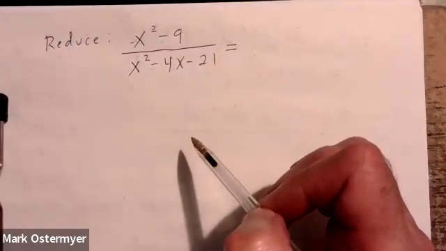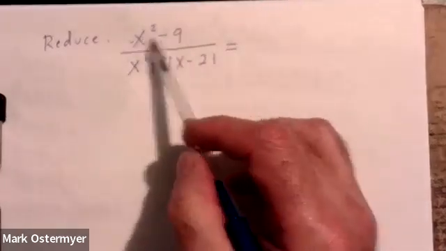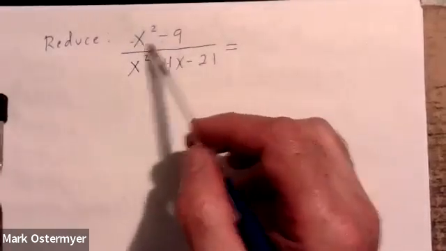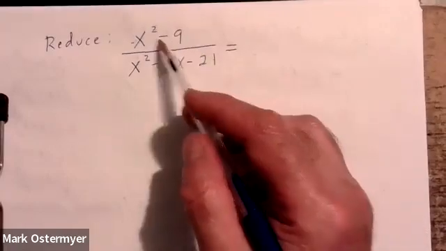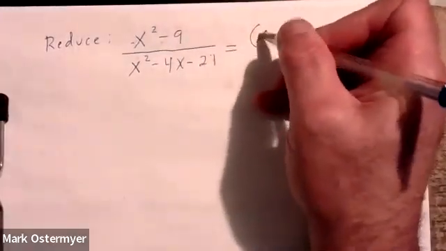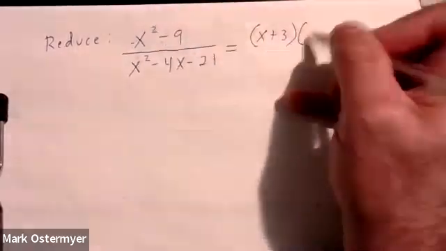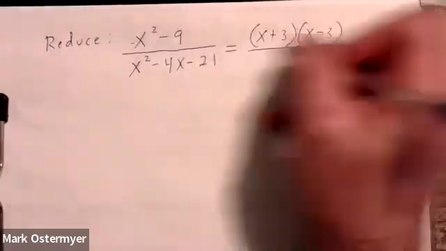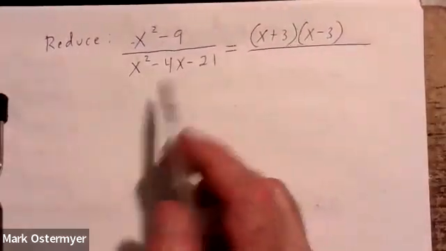And so we have to factor our polynomials. How would I factor x squared minus 9? Well, after some thought, hopefully you realize it's the difference between perfect squares. So it would factor into x plus 3 times x minus 3. That one's done. How can we factor the denominator?